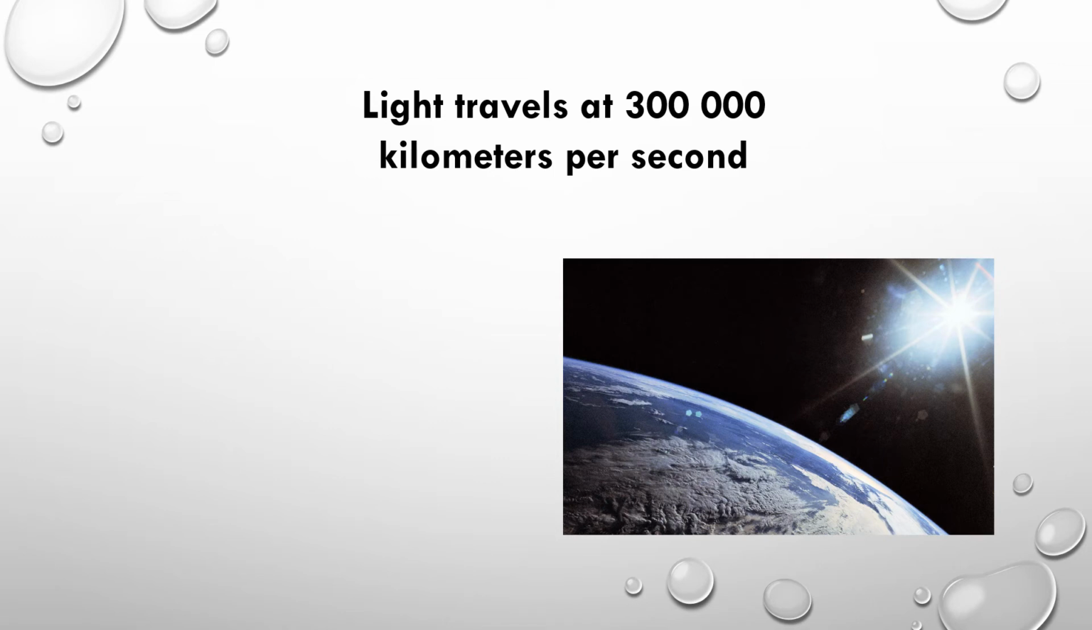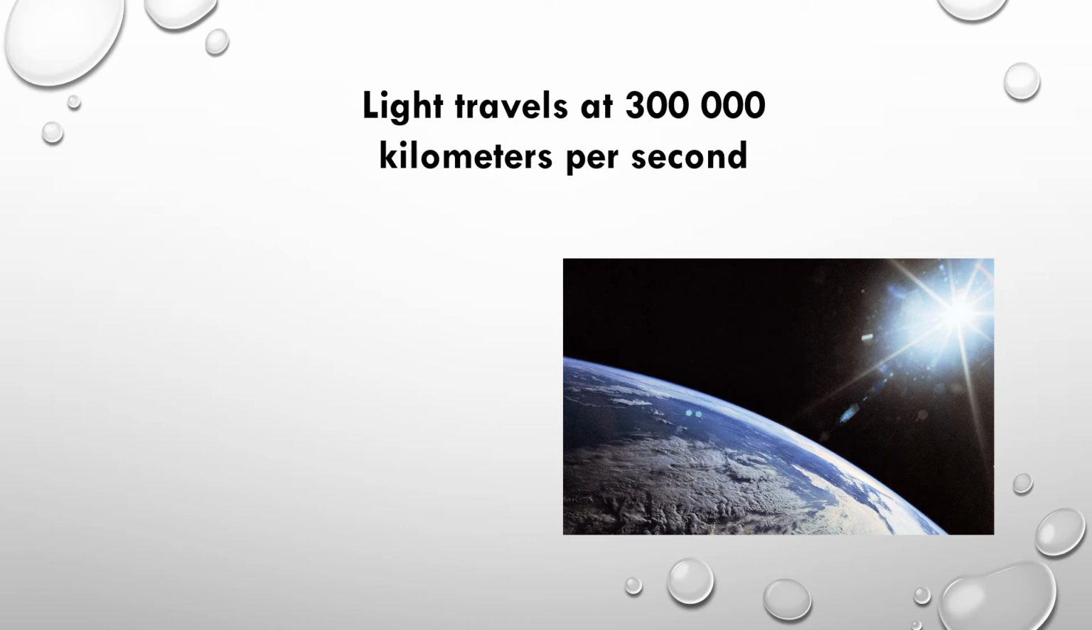Another interesting property of light is it travels so fast. Light travels at 300,000 kilometers per second. So you have to stop and think about that. If you were thinking about the radius of the Earth, which is about 6,700 kilometers, the circumference of the Earth would be about 6 times that, maybe 40,000 kilometers. But light travels at 300,000 kilometers per second. So the light would circle the Earth about 8 times in 1 second. It travels very, very fast.